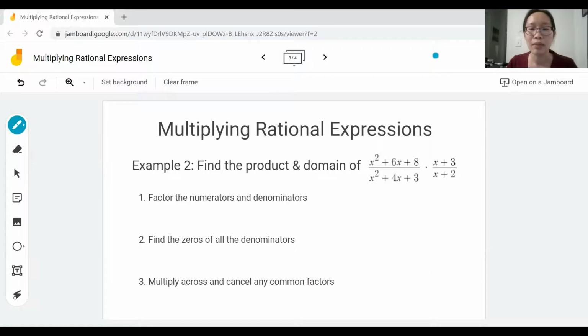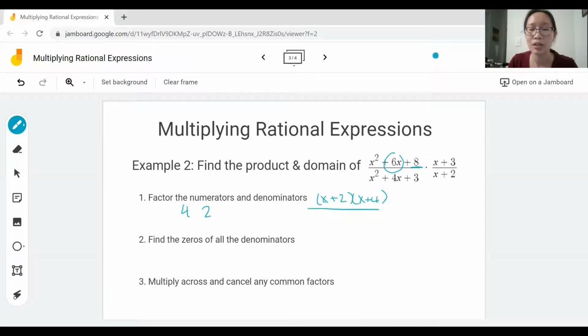In our second example, we're asked to find the product and domain of (x squared plus 6x plus 8) divided by (x squared plus 4x plus 3) times (x plus 3) over (x plus 2). Even though we have more terms now, we're still going to follow the same 3 steps. I'm going to factor each expression, find the zeros of my denominators, and multiply across and cancel common factors. For my first expression, I am looking for 2 numbers that multiply to 8 and add to 6. So I think that's going to be 4 and 2. So my factors are going to be x plus 2 and x plus 4.